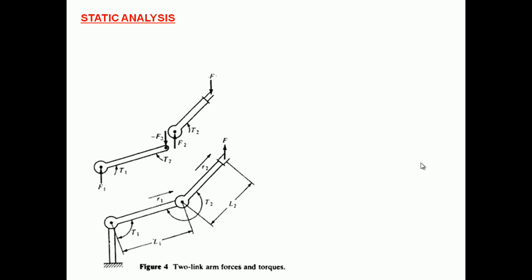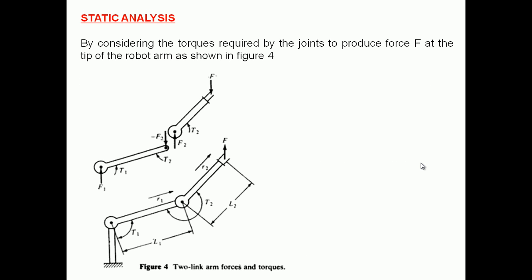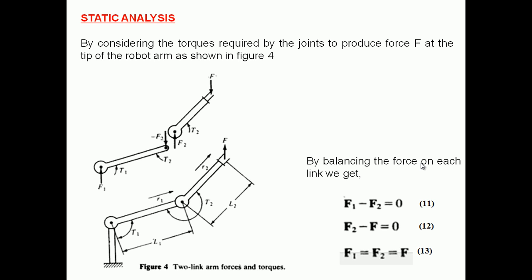So F1 is the force acting at joint 1, F2 is the force acting at joint 2, and F is acting at the end of the arm. By considering the torques required by the joints to produce force F at the tip of the robot arm, as shown in figure 4, by balancing the force on each link, because it's a static analysis, you have to balance it. So F1 minus F2 is equal to 0, obviously, and F2 minus F should be equal to 0.